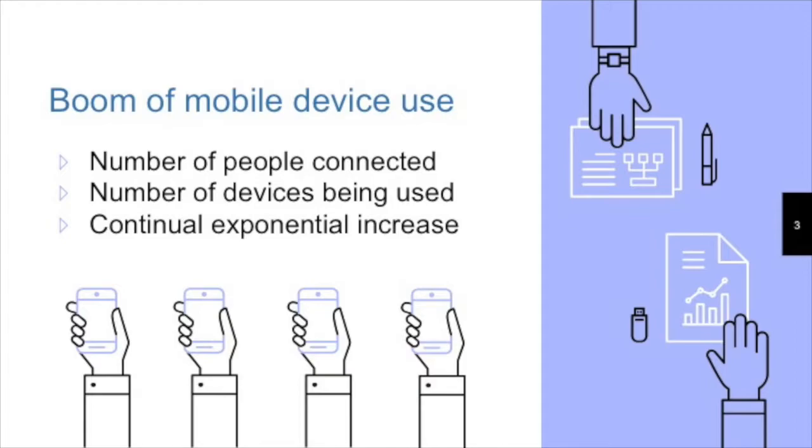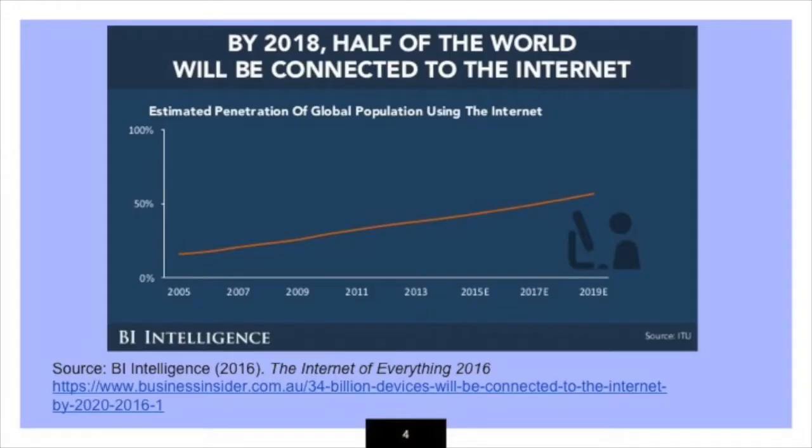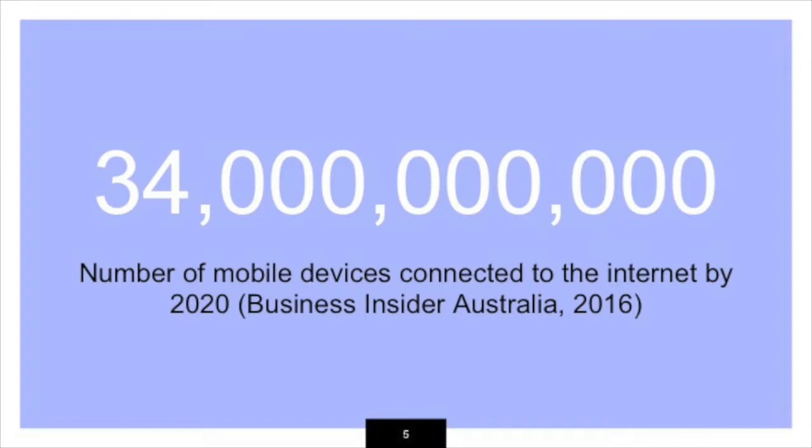There are a few key trends in terms of global mobile device use. Firstly, there has been, and currently still is, an exponential rise in the amount of people using mobile devices. This is illustrated by this graph from the Business Insider. Furthermore, by 2020, there will be 34 billion mobile devices, or in other words, 4 per person.